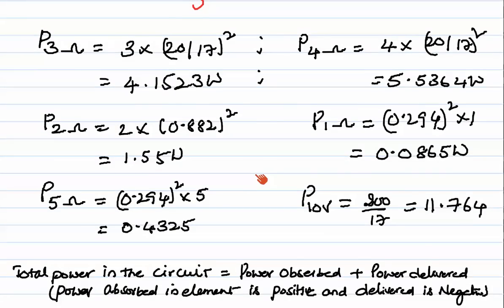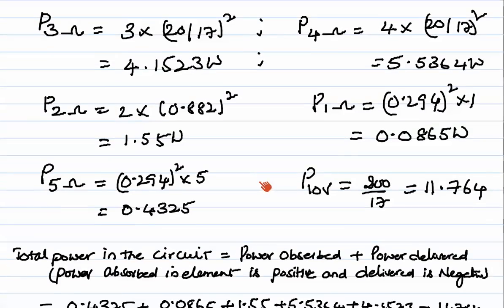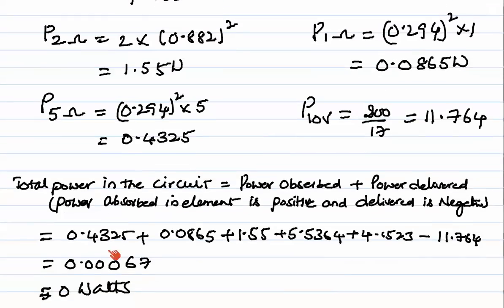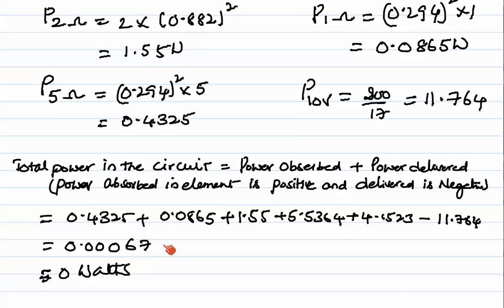So the algebraic sum of the powers is going to be 0. Here we assume that power absorbed in an element is positive and power delivered is going to be negative. Okay, so the power delivering is only the 10 volts and the remaining are absorbing. So if you sum up all these things, then you will get 0 watts. Approximately, why? Because this 0.0067 is because of the calculations.